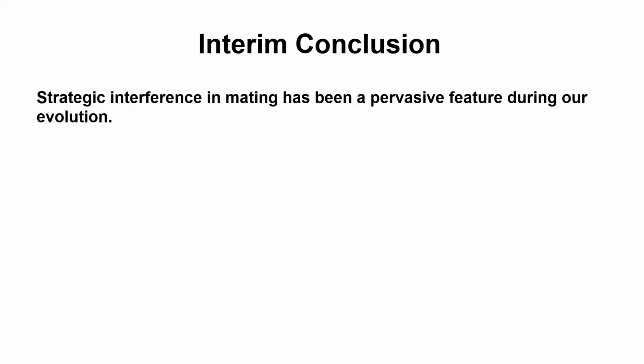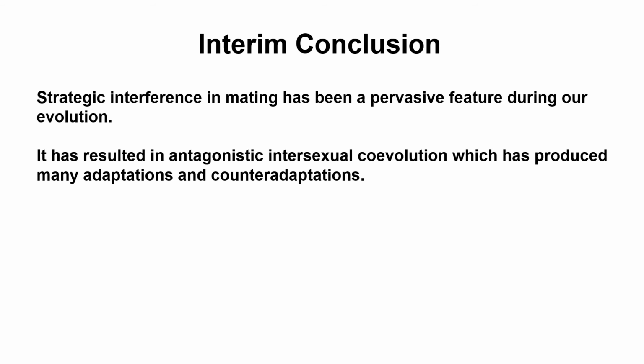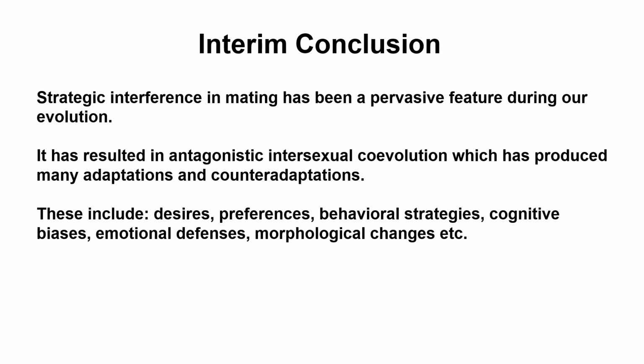So let's look at a brief conclusion. Strategic interference in mating has been a pervasive feature during our evolutionary history. It has resulted in antagonistic, intersexual coevolution, which has produced many adaptations and counter-adaptations, including desires, preferences, behavioral strategies, cognitive biases, emotional defenses, morphology changes, and this is along the lines of error management theory.